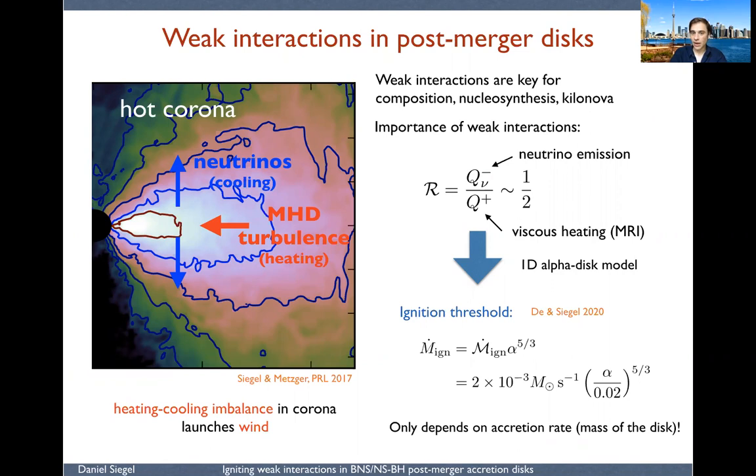If the accretion rate is above that threshold, weak interactions are important, and the composition changes over time, and so the nucleosynthesis signature changes over time. If you're below that, then weak interactions are marginally important or not important at all, and so your initial composition will not change dramatically. Plugging in typical numbers for these post-merger systems, that critical accretion rate is on the order of 10 to the minus 3 solar masses per second. This can be translated into an initial accretion disk mass, because the two go together one-to-one.